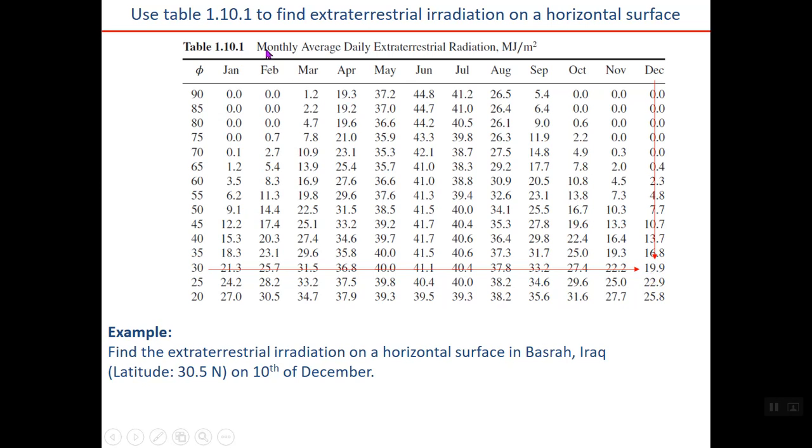Please, once more, pay attention to this definition. This is the monthly average daily extraterrestrial radiation. Please note that this is not the summation for all days in December. This is for just one day in December. This is the monthly average daily. This is important, okay? This is daily extraterrestrial, but it is averaged for the month of, for example, December.